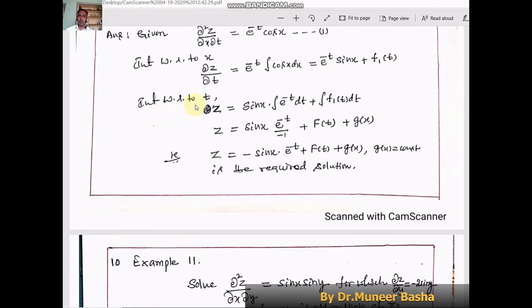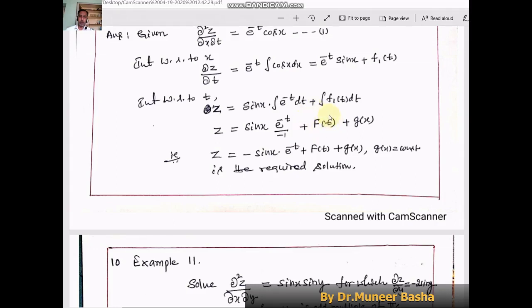With respect to t, again we are integrating with respect to t. So the left hand side becomes z only, that equals, sin x as it is we are writing. Integral of e^(-t) dt, integral of f1(t). So sin x as it is, integral of e^(-t) is e^(-t) by minus 1, plus capital F of t is mentioned here.